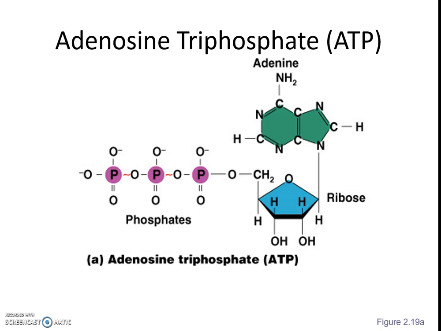Here we see an adenosine triphosphate molecule. Notice we have adenine and a ribose sugar makes up the adenosine. Then on the left side, notice we have 3 phosphate groups. Now, the energy is actually stored between the oxygens that are on the different phosphate groups. So if we break that bond between the phosphate groups, we release that energy.